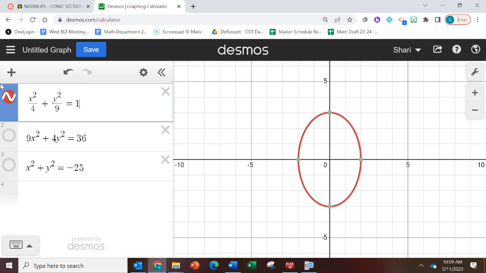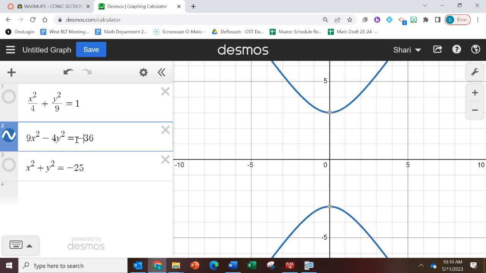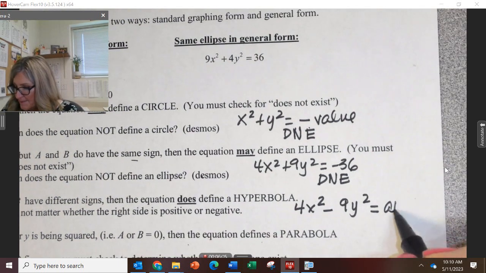Let me go back to Desmos one more time. Let's go to this one. Okay. This is a hyperbola, right? A is positive 9, B is negative 4. They have different signs. It's a hyperbola. Even if I made this a negative, what happened when I made it a negative? It just made it open in the y direction instead of in the x direction. It's still a hyperbola. So if A and B have different signs, it's easy. It has to be a hyperbola, no matter what. Okay? It can be equal to anything.